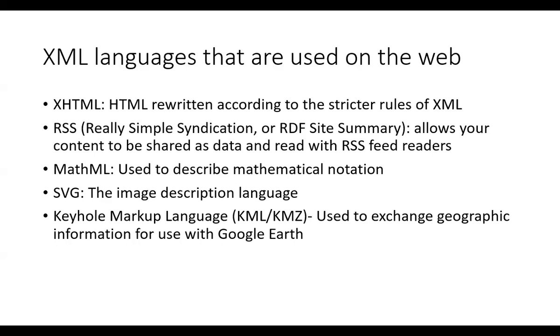Then KML, we call Keyhole Markup Language, which is used to exchange geographical information, especially in Google Maps, and the most popular application, Google Earth, where you can find locations in the world map, which was very familiar, and which was based on XML.